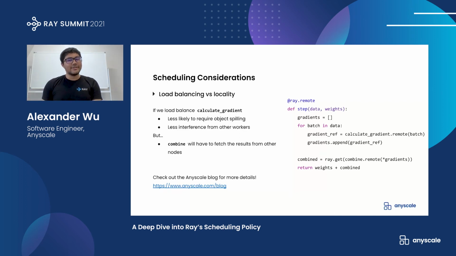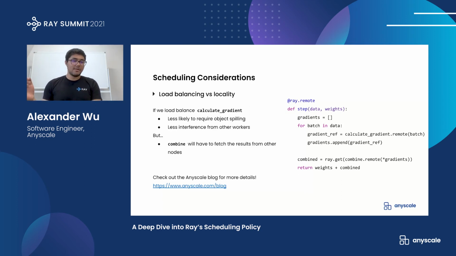But on the other hand, because people use Ray a lot for things like machine learning, if we were to load balance all of our tasks to different nodes, that would mean that the combine step we have to do later is going to have to fetch a bunch of gradients from a bunch of different nodes, and that would require a lot of network cost. And so we may not fully want to load balance.